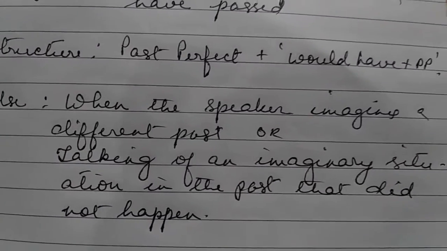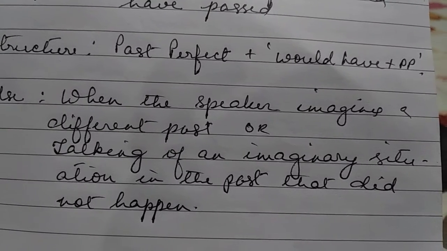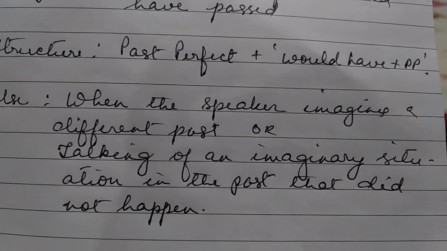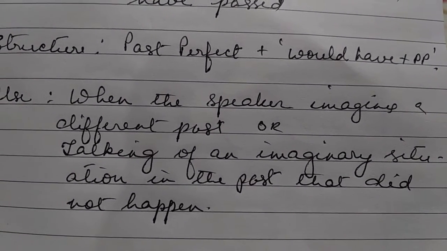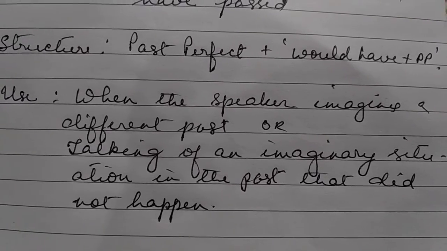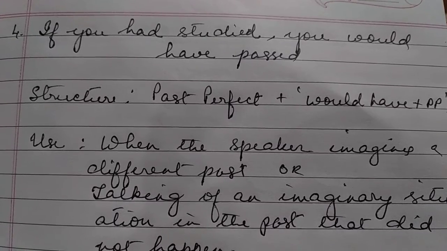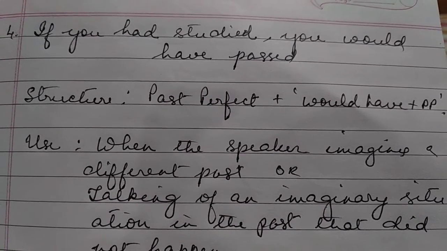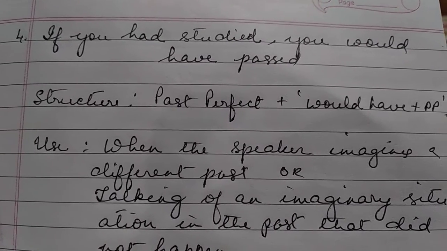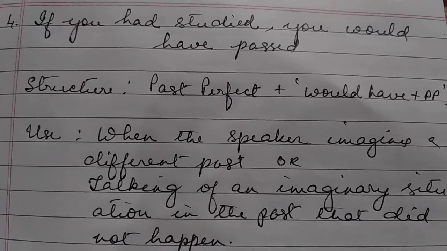So when do we use this type of structure, this type of sentences? We use it when the speaker imagines a different past, or when you talk of an imaginary situation in the past that did not happen. If you had studied. Now we are very sure that you had not studied. So that's why you are saying if you had studied, you would have passed. Something that never happened. A wish which was not fulfilled.